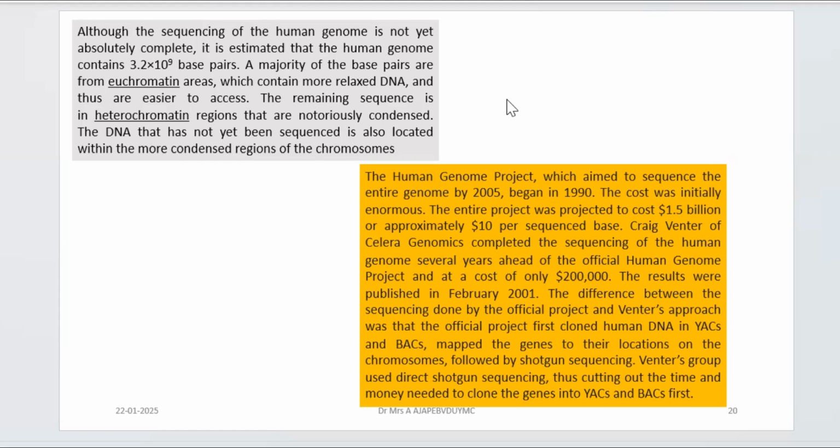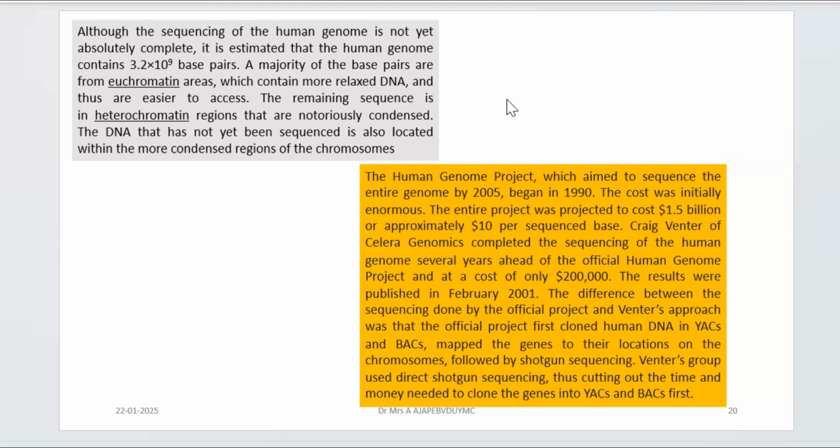The difference between the sequencing done by the official project and Venter's approach was, official project cloned human DNA into YAC, that is yeast artificial chromosome. Small size fragments, they were cloned, right? YAC and BAC, bacterial artificial chromosome. In TY, you have learned about it. So they are the vectors to accommodate big size DNA fragments.